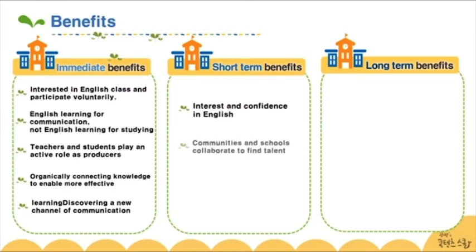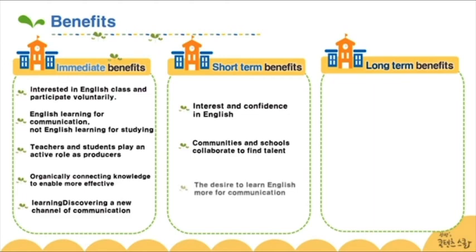Communities and schools collaborate to find talent. Hwa Chun-gun plans to prevent population outflow through education and raise future talents through long-term investment. Through our plan, we can find children who stand out in English but have poor educational environment, and create opportunities to provide sufficient English education.